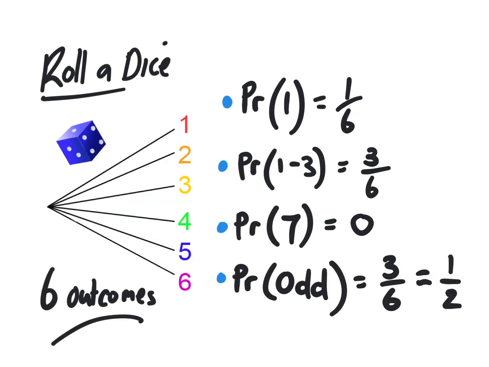Let's look at the probability of when we roll a dice. So we have 6 outcomes when we roll a dice: 1, 2, 3, 4, 5, or 6. The probability of rolling a 1 is 1 out of 6. The probability of rolling a 1, 2, or a 3 is 3 out of 6, or half. The probability of rolling a 7 is 0, because there is no 7 on a 6-sided dice. The probability of rolling an odd number is 3 out of 6, or a half.